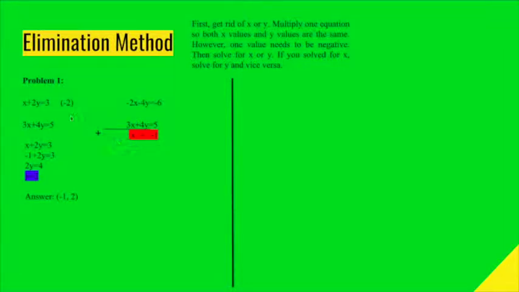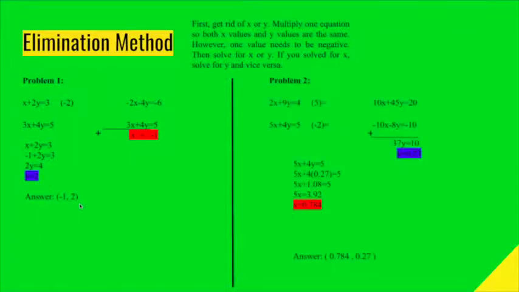So we know that x is negative 1, and we're going to put negative 1 into the first equation. So we get negative 1 plus 2y equals 3. That becomes 2y equals 4, and then y equals 2. So the answer is negative 1 comma 2.